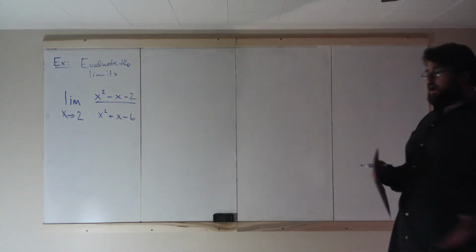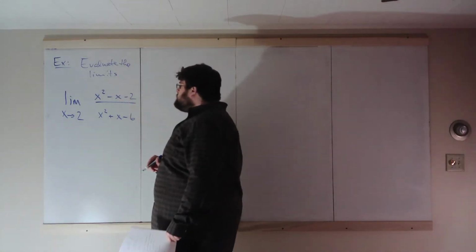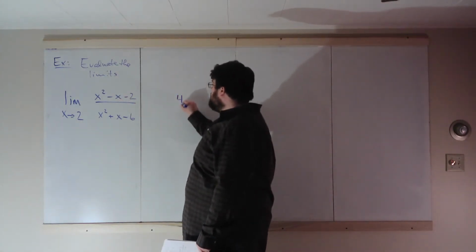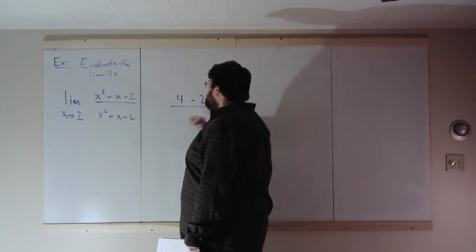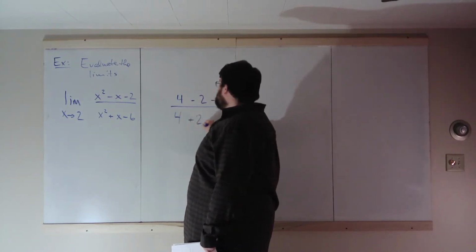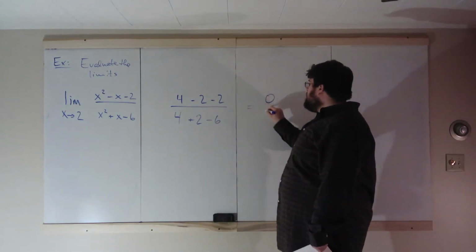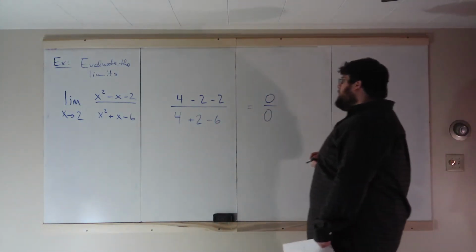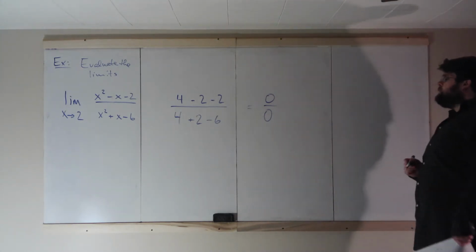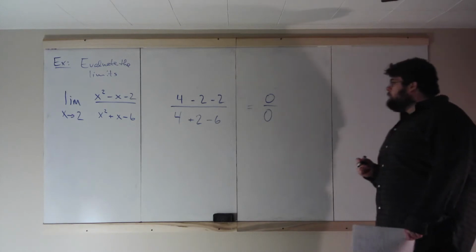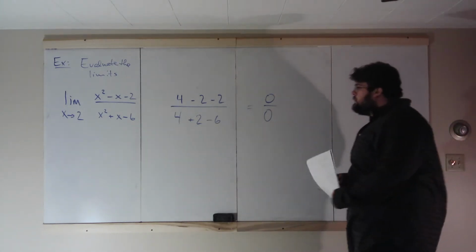Again, try a direct substitution and hope it works. What do you get if you do a direct substitution here? 4 minus 2 over 4 plus 2 minus 6. So what is that? 0 on top and 0 on the bottom. Well, 0 over 0 is not a number. 0 over 0 is an indeterminate form, which can behave in the limit like anything.